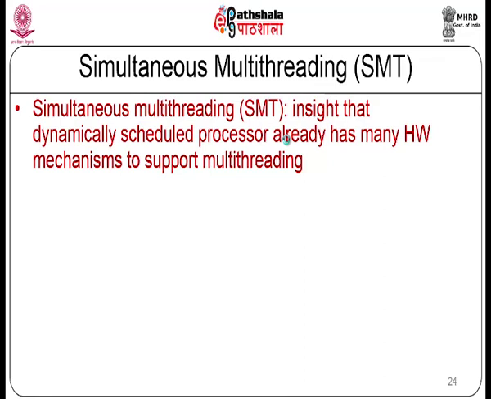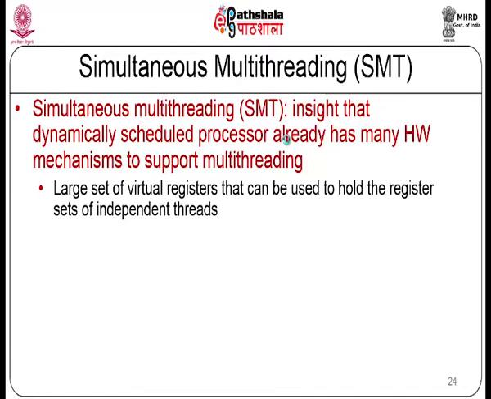In the simultaneous multithreading approach, what we try to do is, for every clock cycle, issue instructions from multiple threads of execution. The insight is that dynamically scheduled processors already have many hardware mechanisms to support multithreading. So, why not use the support that is provided by the hardware and exploit the resources in a better fashion? We try to harness the capability that the hardware has already provided and improve the performance.